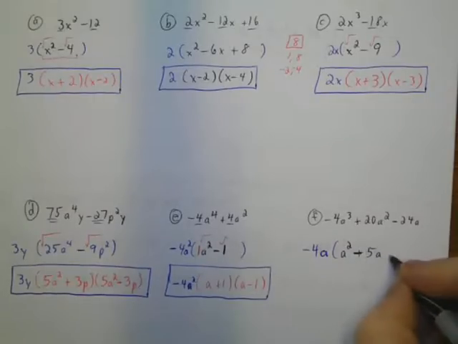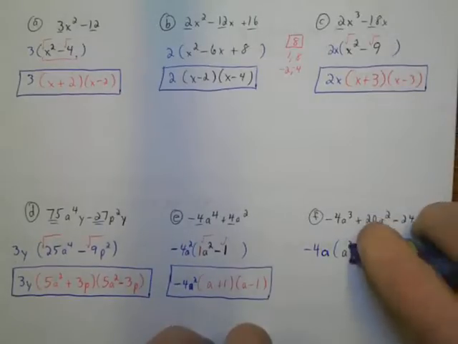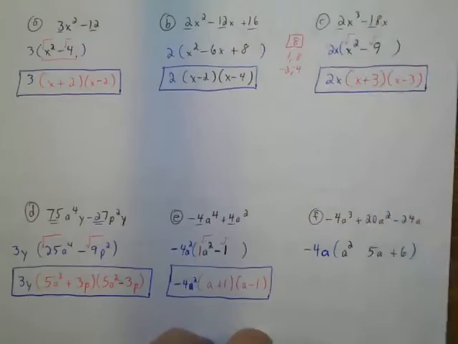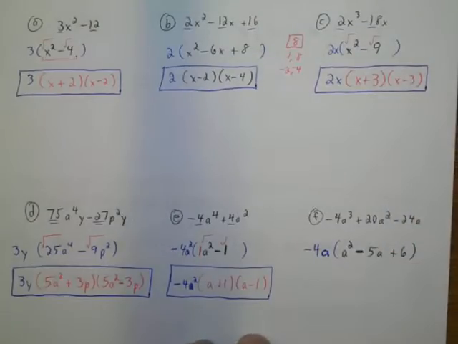I'm going to use some whiteout tape here since I don't have an eraser. Let's go back, let's make sure that looks like the minus that it is. So now I have negative 4a times a squared is negative 4a to the third. Negative 4 times negative 5 is positive 20. a times a is a squared. Negative 4 times positive 6 is negative 24 with the a.